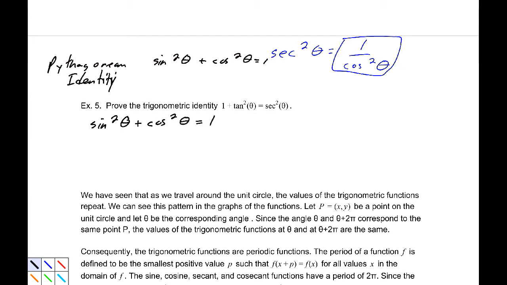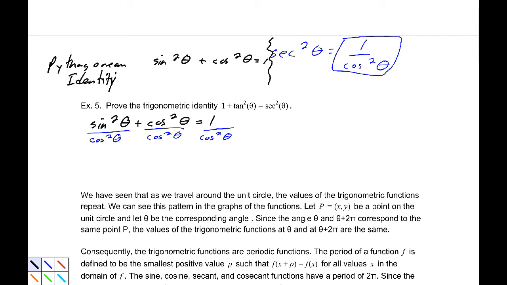Now I'd really like to have a secant squared on the right side, right? But I know that secant squared is equal to 1 over cosine squared. So I'm going to divide this right side by cosine squared theta. Now I can't just do that. I have to multiply both or divide both sides by cosine squared theta. So let's go ahead and do that and see what results.